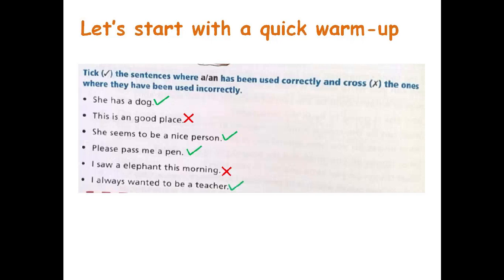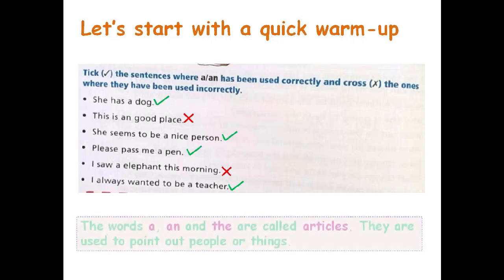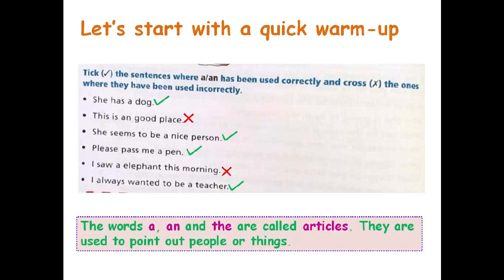So children, this is just a recap. I'm sure you all already know this. This is just a quick warm-up before we go on to the main chapter. So what did we learn from this? The words a and the are called articles. They are used to point out people or things. Alright, let's move on to the next part of the chapter.